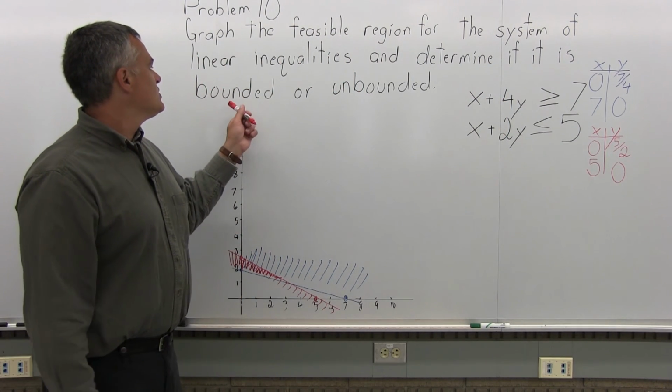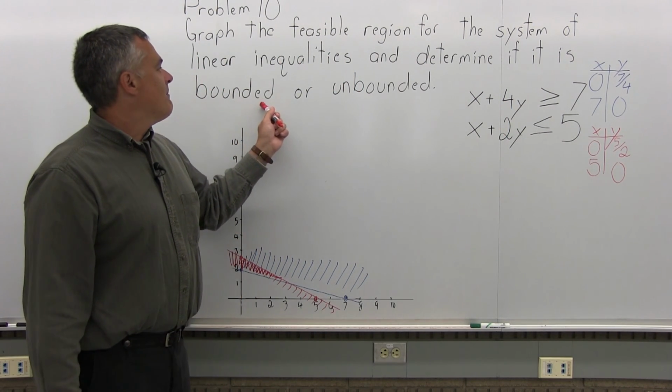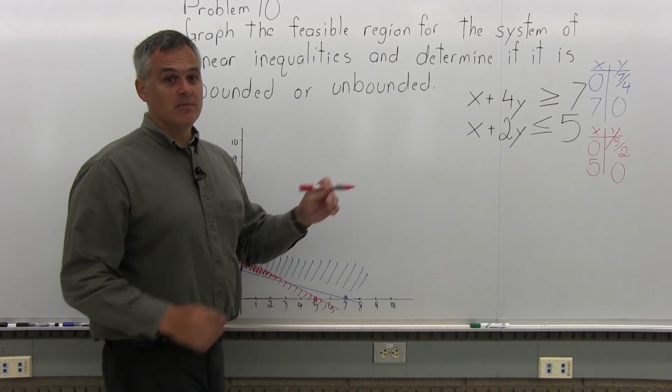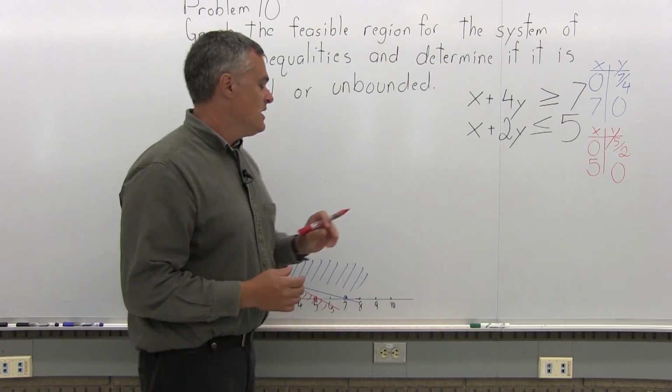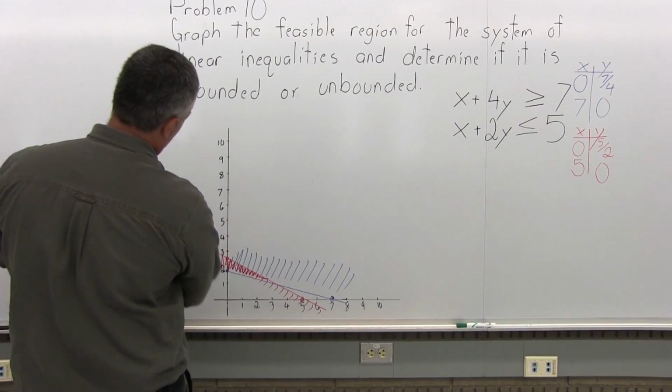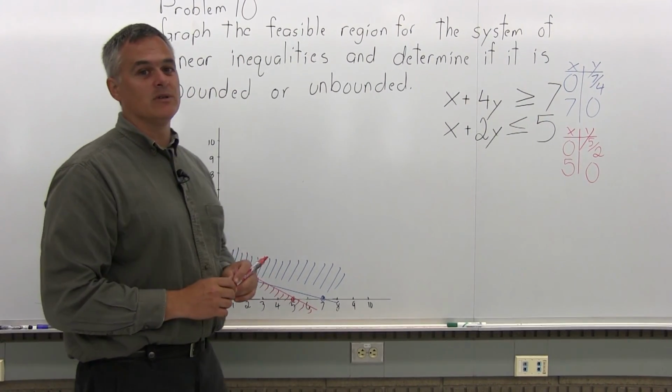And the end of the question is this feasible region bounded or unbounded? Bounded meaning completely contained, or unbounded means it goes forever. This would go forever off to the left. So this is an unbounded feasible region.